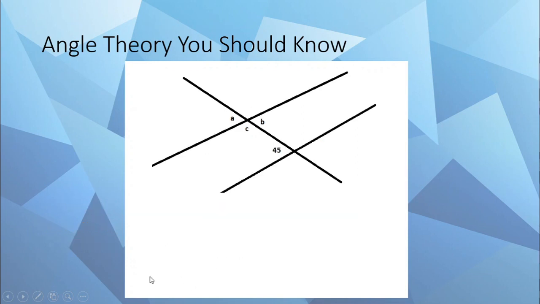Now here's some more angle theory that we've been over recently. Now these two lines are parallel lines. Really, they should have little arrow markings on them, but I'm telling you now they are parallel lines. So let's work out angles A, B, and C. Starting alphabetically, I'll start with angle A.